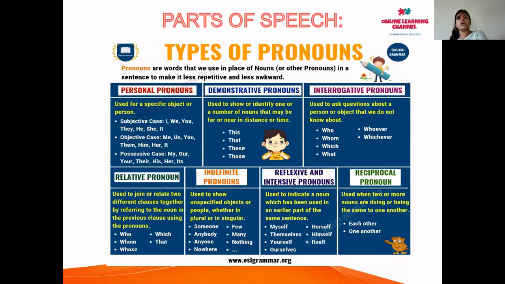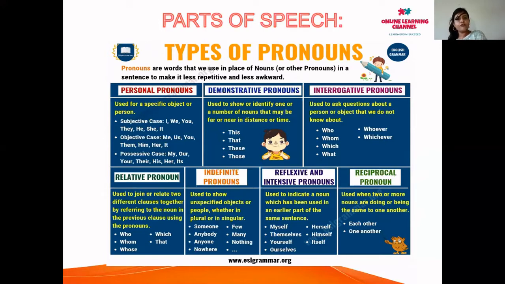Interrogative pronouns, used to ask questions about a person or object that we do not know about. Relative pronoun, used to join or relate 2 different clauses together by referring to the noun in the previous clause using the pronoun. Indefinite pronouns, used to show unspecified object or people, whether in plural or in singular.